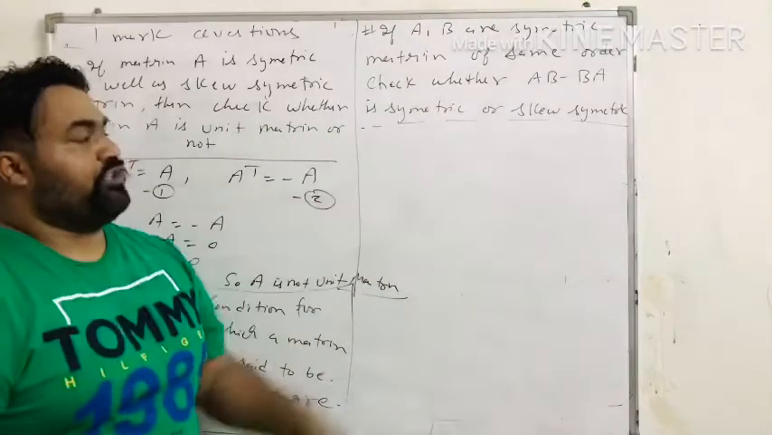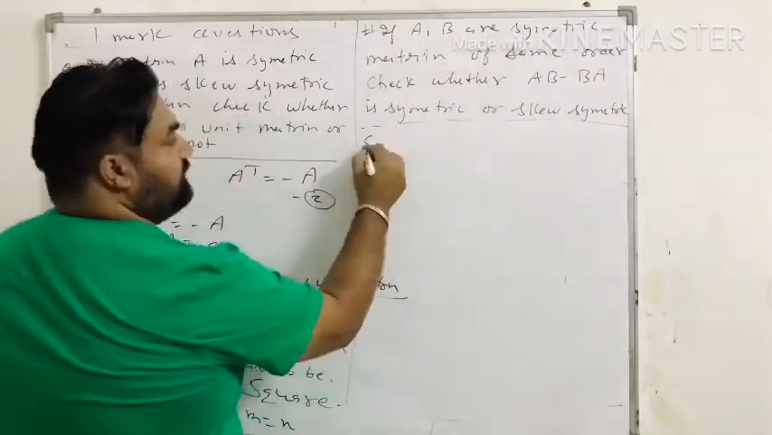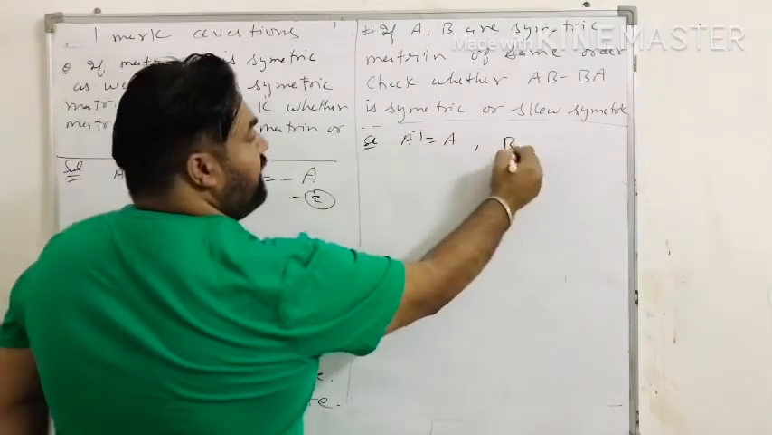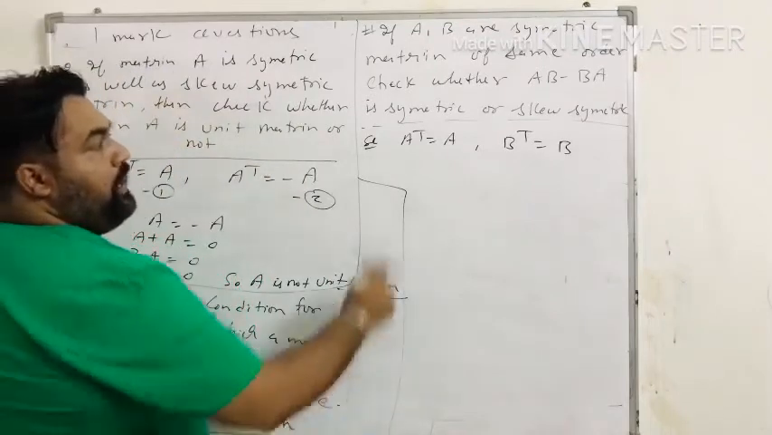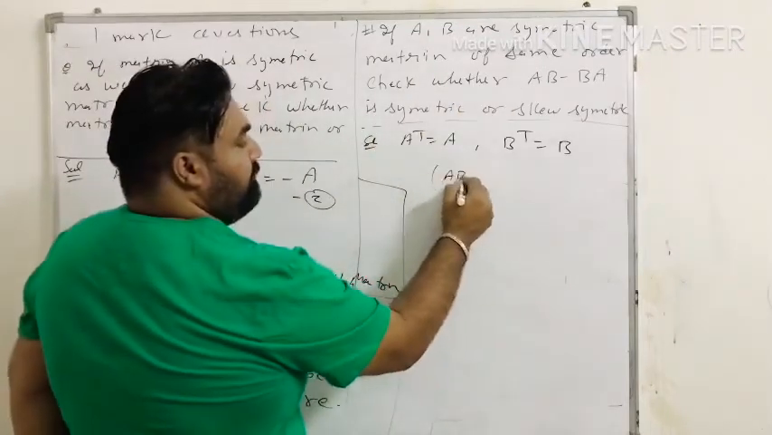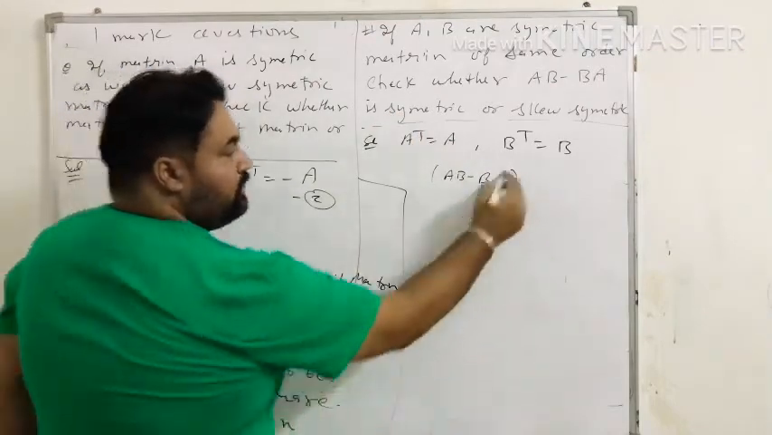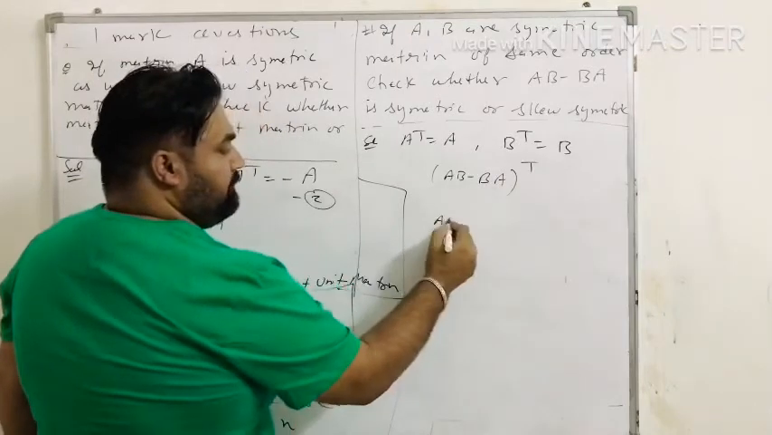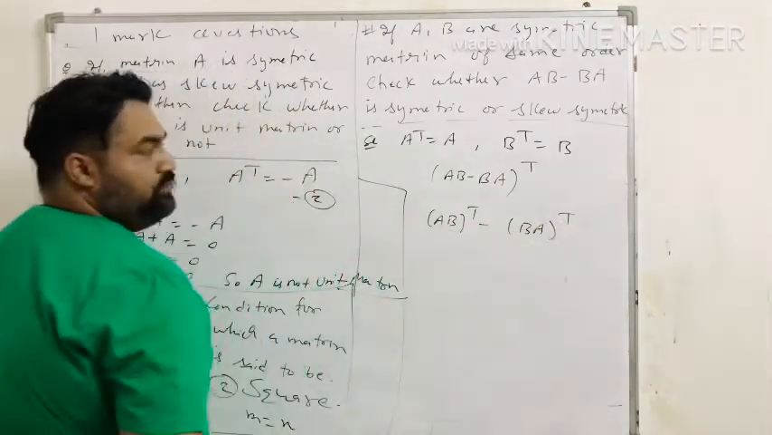Now we shift to this question. What if A and B are symmetric matrices? It means A transpose equals A, B transpose equals B. Now we have to find AB minus BA. Is this symmetric or skew symmetric? So we transpose the whole expression. Now this becomes (AB) transpose minus (BA) transpose.